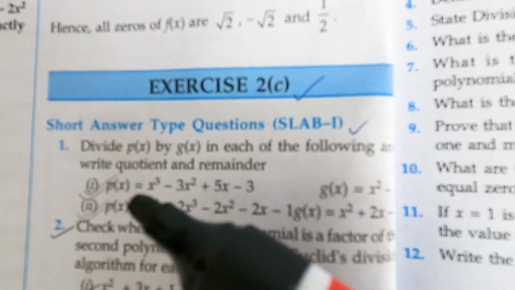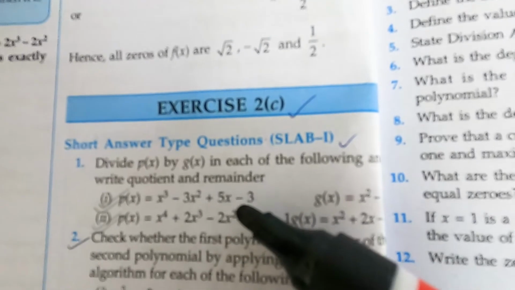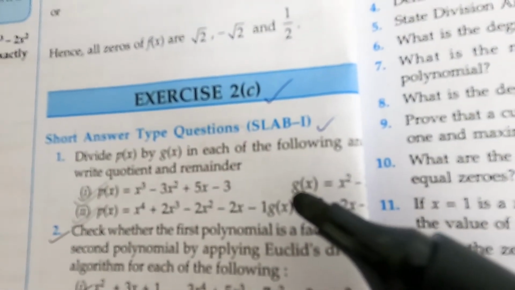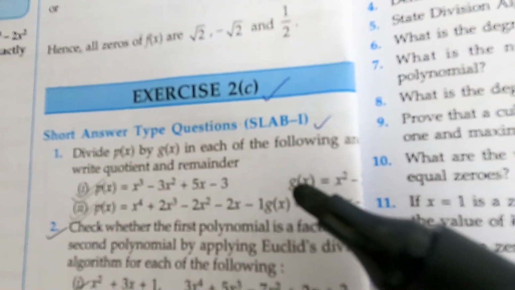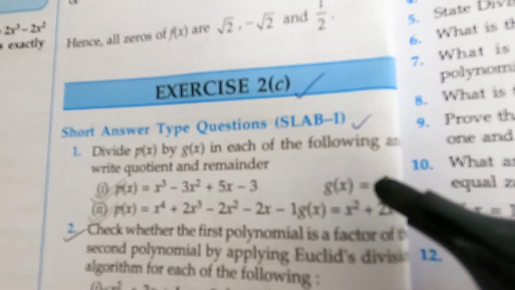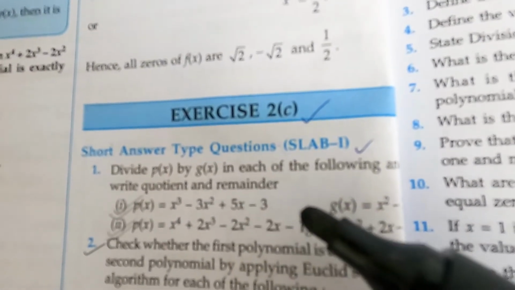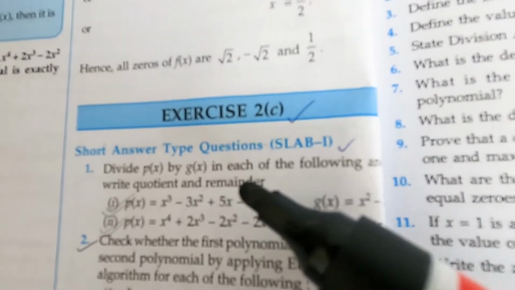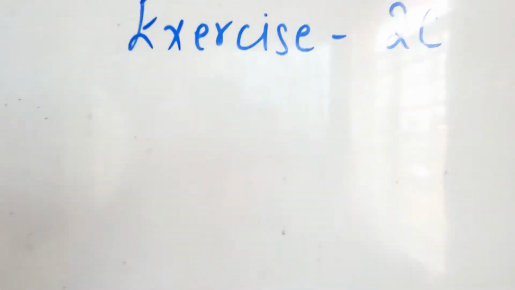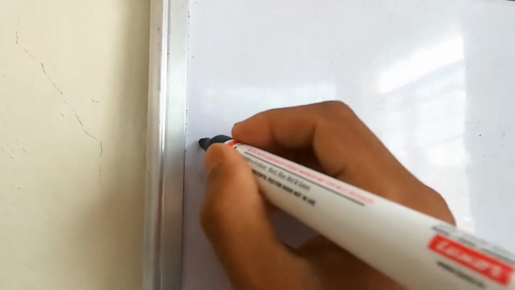The first one is p(x), which is x cubed minus 3x squared plus 5x minus 3, and the other polynomial, g(x), is x squared minus 2. So what we have to do is divide p(x) by g(x), and then we will be getting the quotient and the remainder. All right, so exercise 2c, answer.